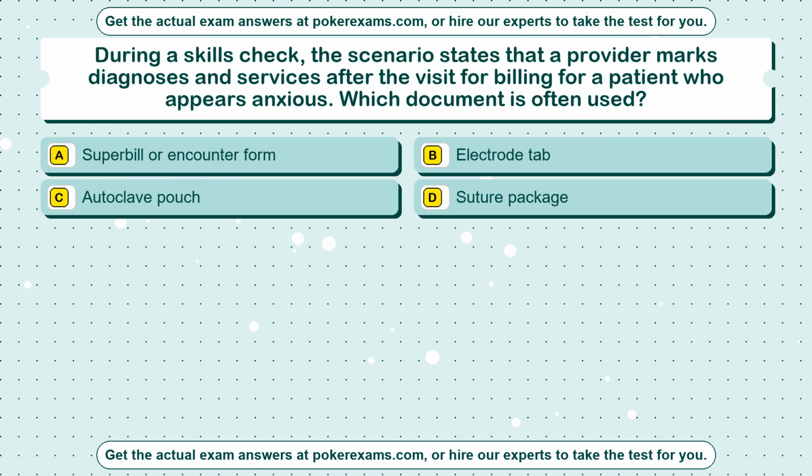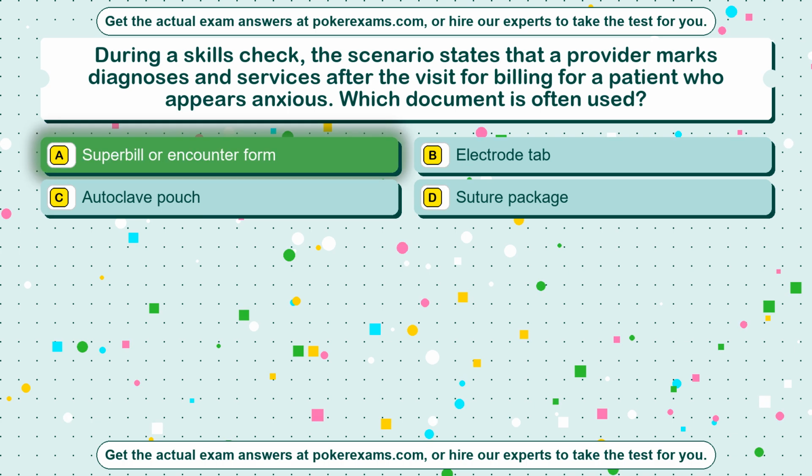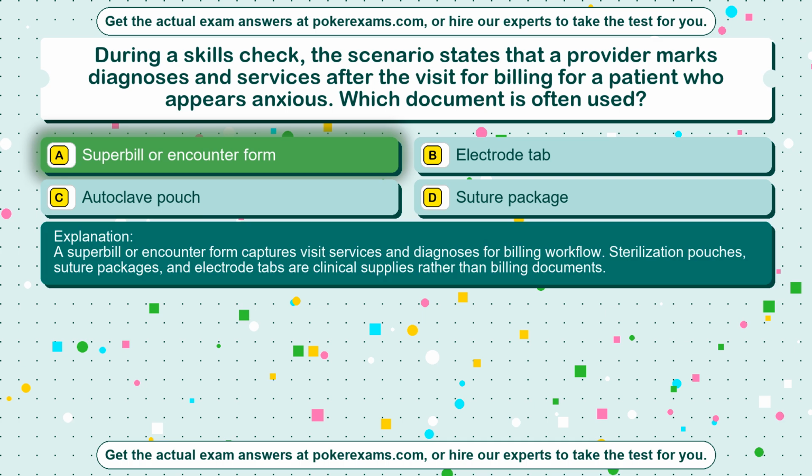Question 65. During a skills check, the scenario states that a provider marks diagnoses and services after the visit for billing for a patient who appears anxious. Which document is often used? Option A, superbill or encounter form. Option B, electrode tab. Option C, autoclave pouch. Option D, suture package. The correct answer is option A, superbill or encounter form. A superbill or encounter form captures visit services and diagnoses for billing workflow. Sterilization pouches, suture packages, and electrode tabs are clinical supplies rather than billing documents.